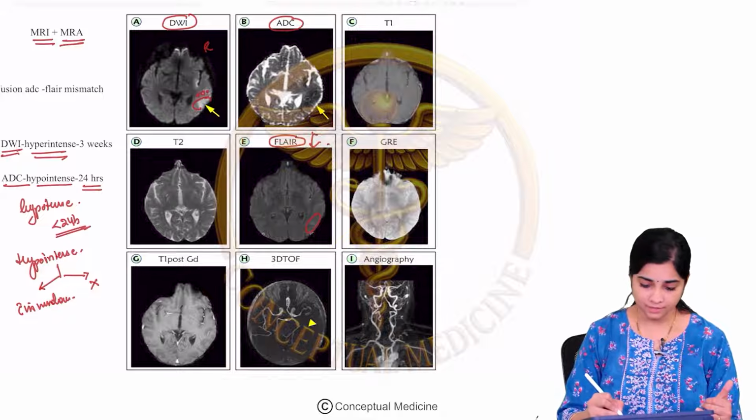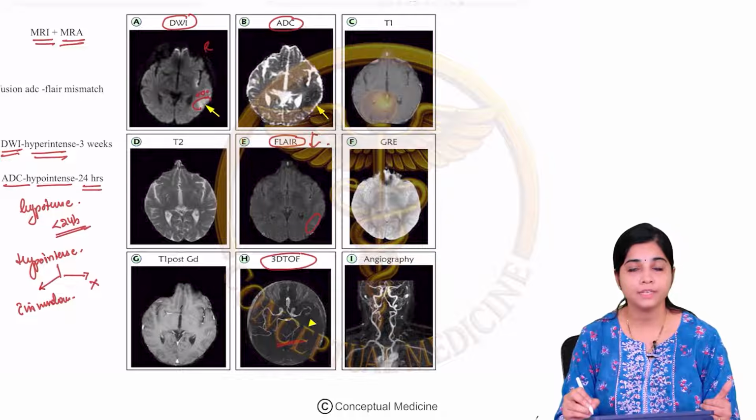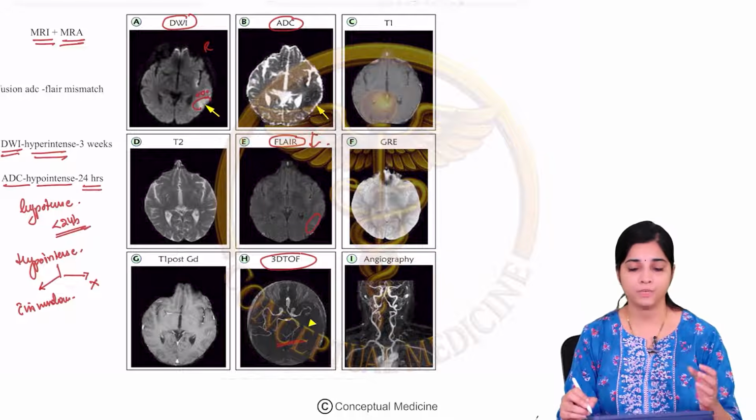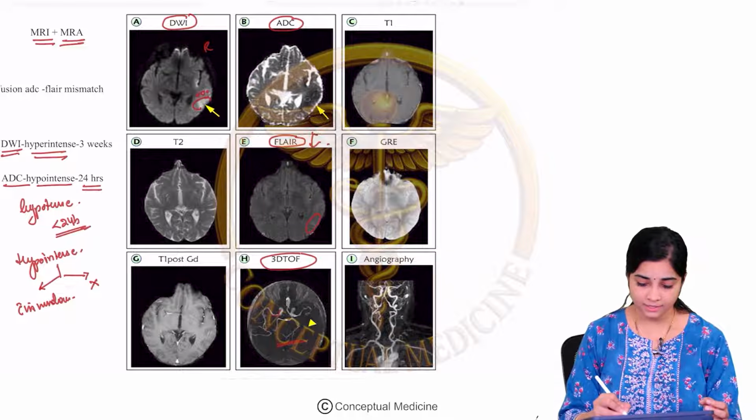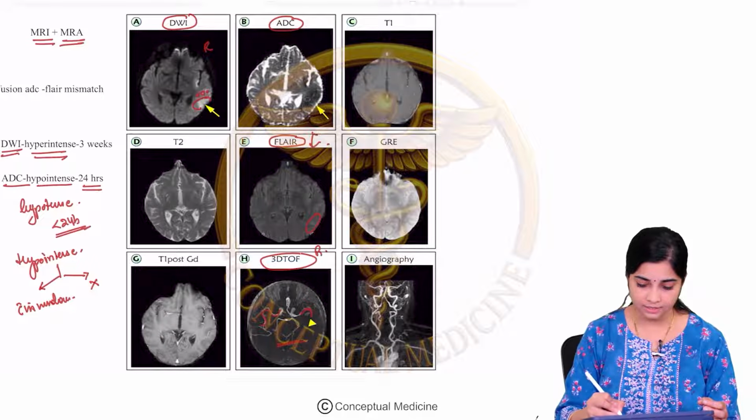Then can you see here, this is your 3D TOF. TOF stands for time of flight. So 3D TOF is basically used to image your vessels. And can you see that on the left side your MCA is intact, but on your right side your MCA is cut off.